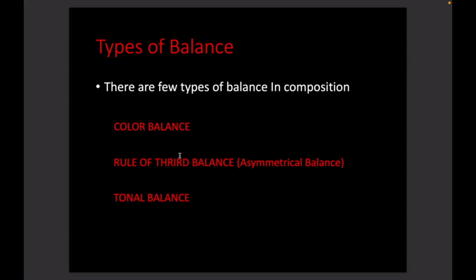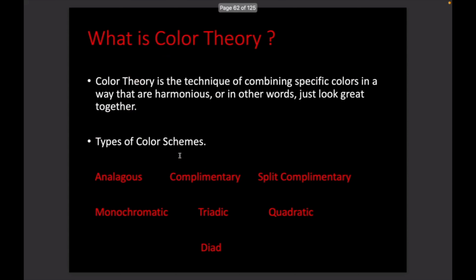I'm going to try to explain them one by one. What is color theory basically? Color theory is a technique of combining specific colors in a way that looks harmonious. In other words, they look great together.